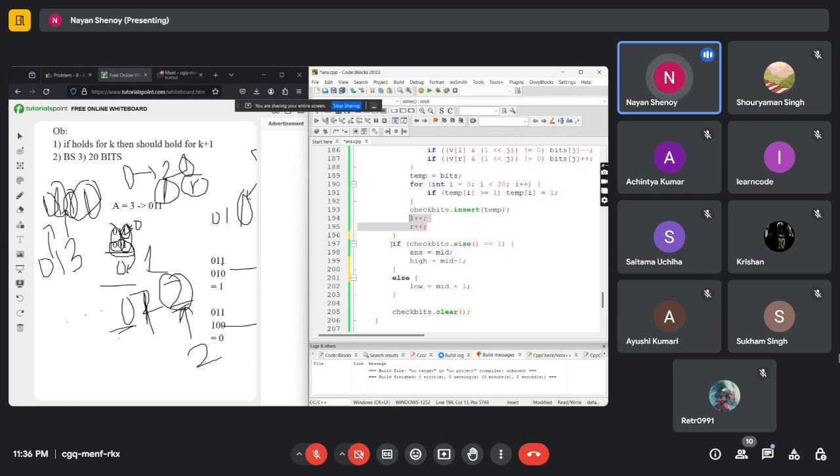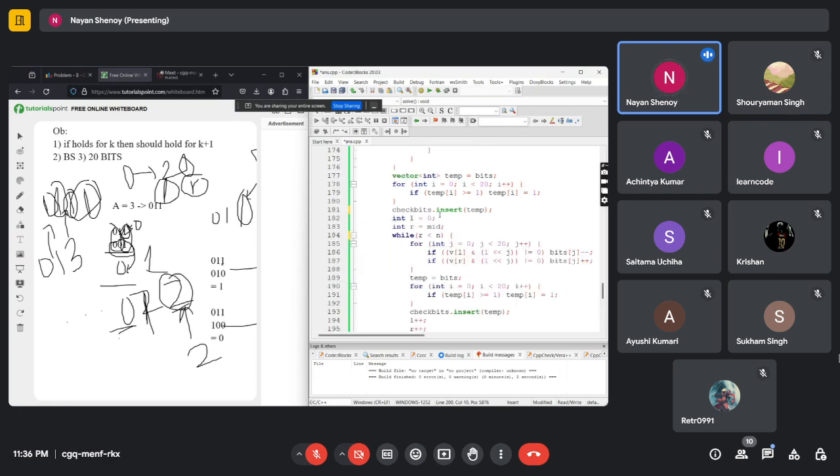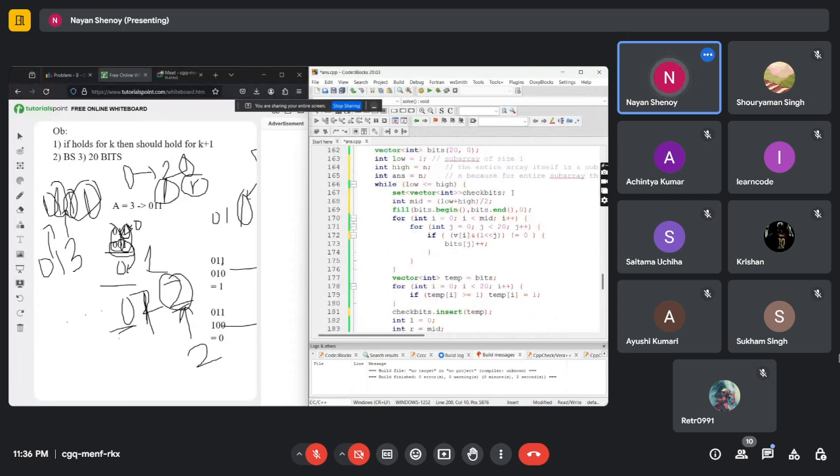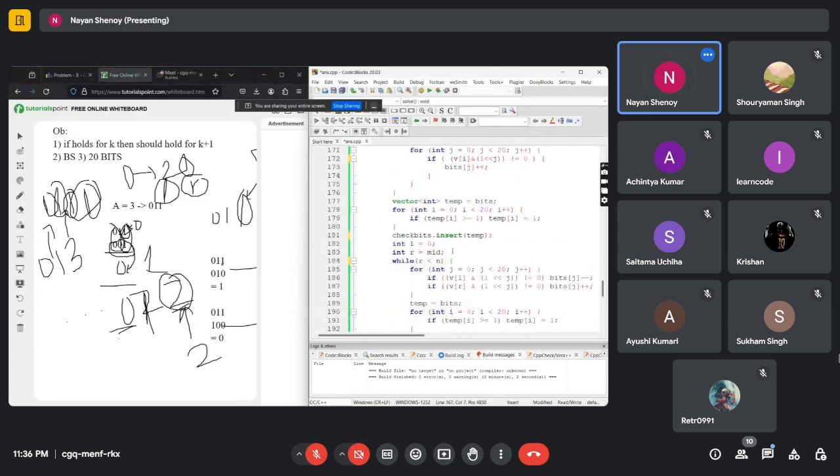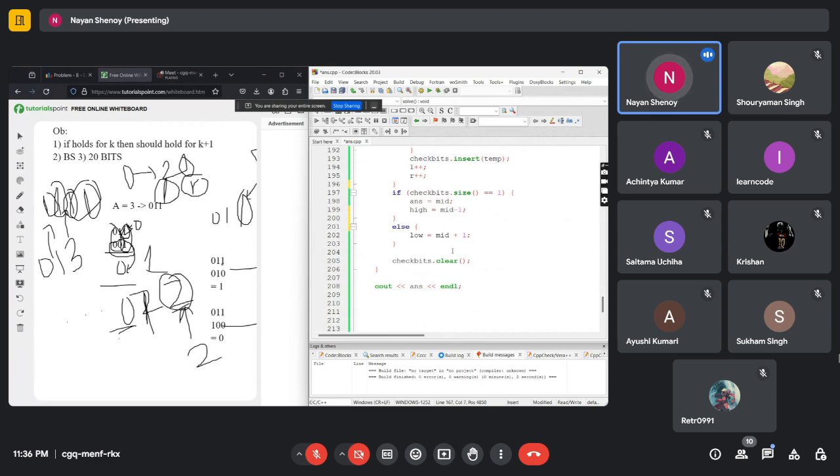Okay. Now, if the size of this set is 1, then every vector that I've tried to put in the set will be the same, because in a set you cannot insert duplicate elements, right? So every element will be the same. So I can say that this k or this mid might have been my answer. And I'm reducing my high to mid minus 1.